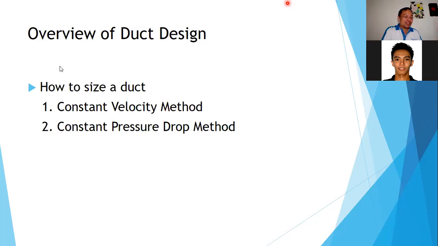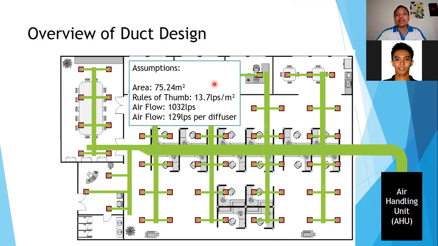So if you use the velocity method, please use the velocity method throughout your whole ducting system unless otherwise impossible to do so. Or if you use pressure drop, please use the pressure drop method throughout your ducting system. So what does constant velocity method mean? It means your ducting system is based on a constant velocity. So we'll go one by one with the velocity method.